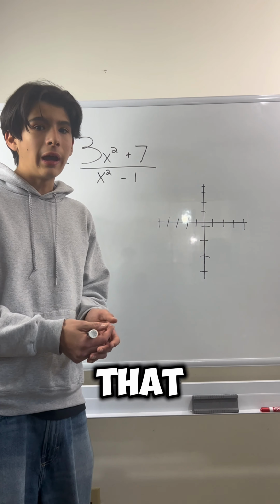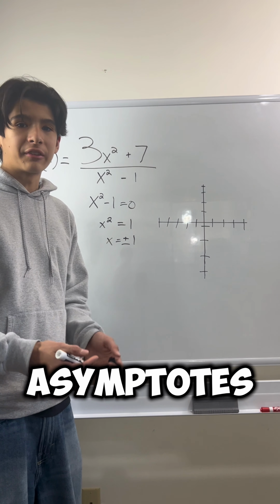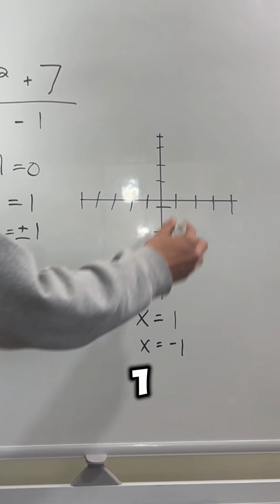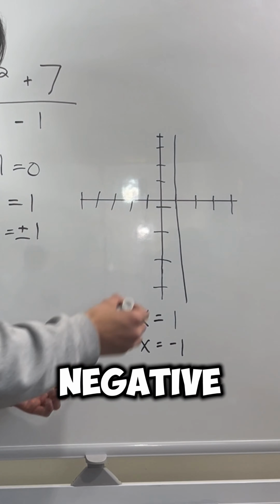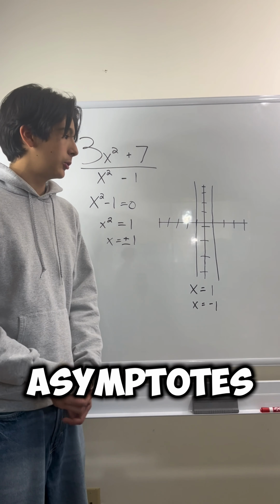So after solving, we can see that x equals positive or negative 1, which is where the vertical asymptotes are going to be. So we're just going to write our vertical asymptotes right here next to the graph. Then we're going to draw them. So we have x equals 1 and x equals negative 1. So we're going to draw lines where those points are. So at x equals positive 1, that's one of the asymptotes. And then x equals negative 1, right there. So those are our two vertical asymptotes.